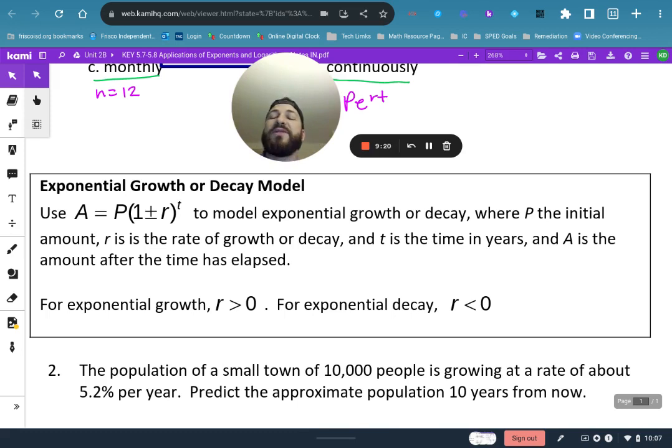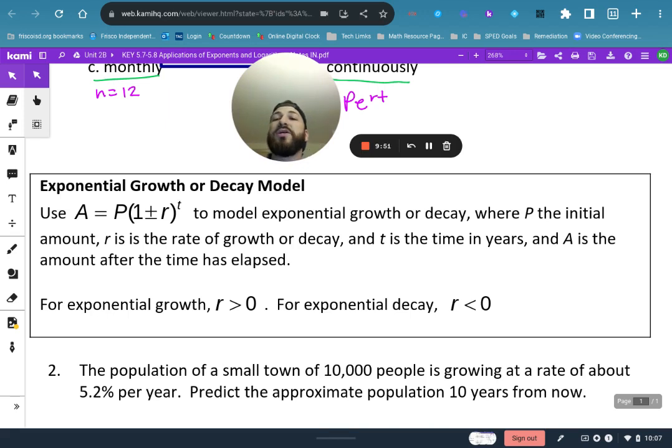That growing exponentially means that we are getting bigger, which means we want to be multiplying that initial by something that is greater than 1, 2, 3, 4, 5, or 1.1 or 1.06. So for exponential growth, we want to actually add the R value, add the rate in the equation. For decay, we're getting smaller. We want to be multiplying by something that's less than 1, which is why we subtract the R value for exponential decay.